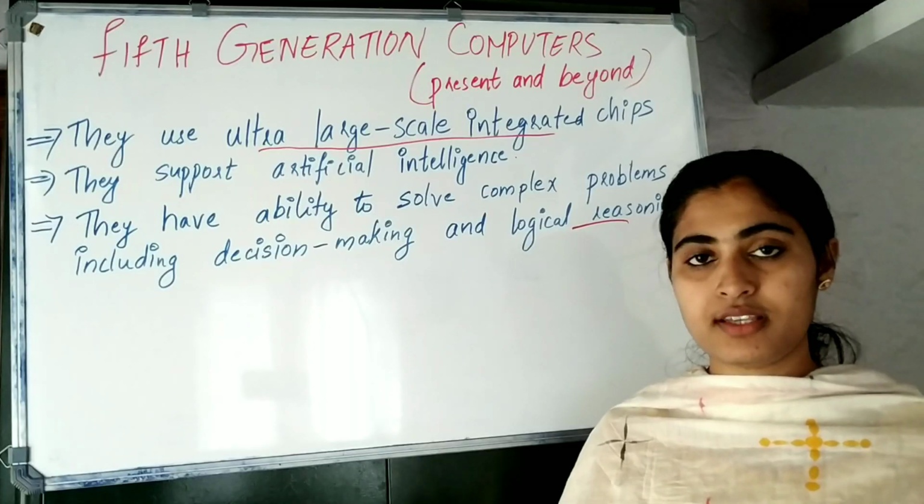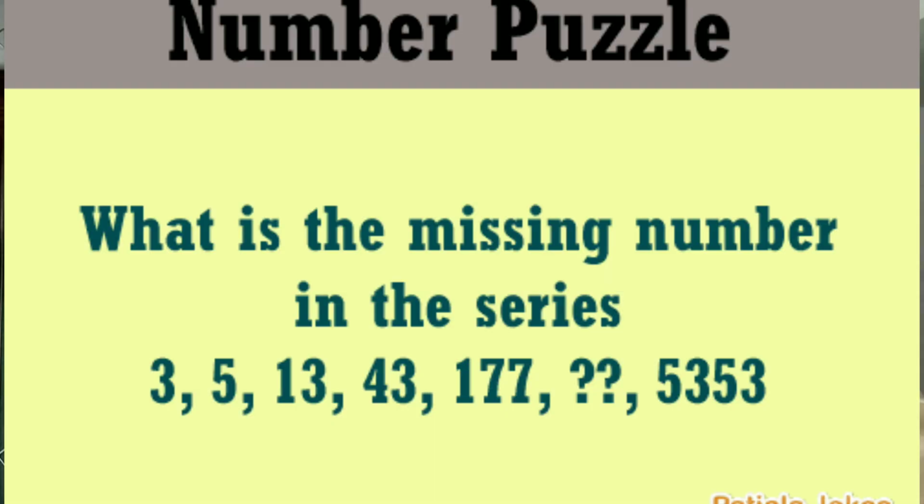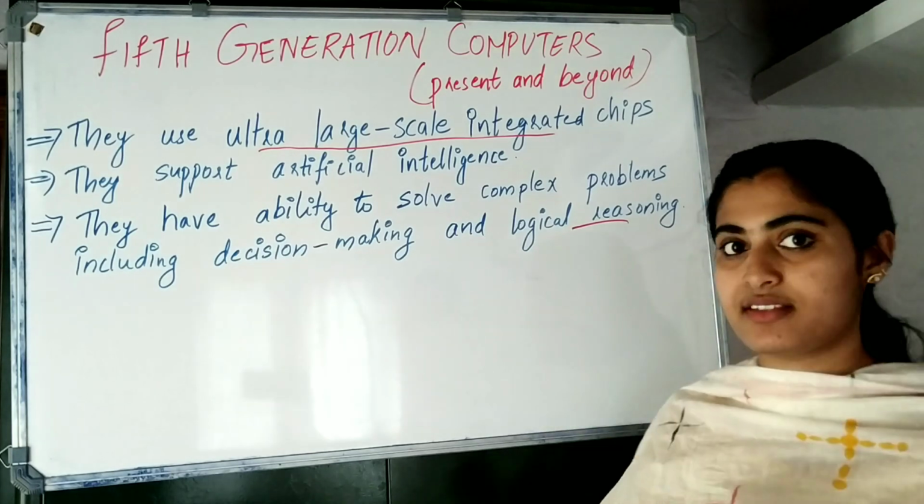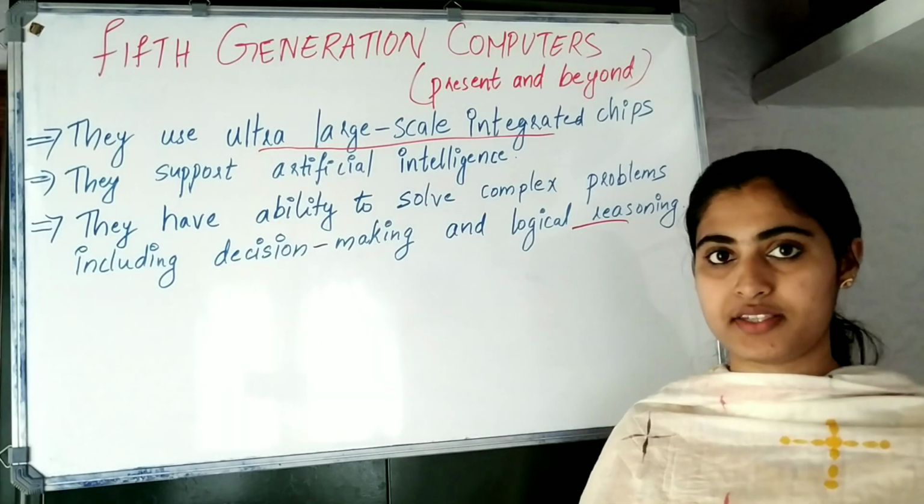That is, see in this picture. In this picture, a sequence of numbers is given, and we have to find a missing number. So, this is about logical reasoning. This is what we mean by logical reasoning.